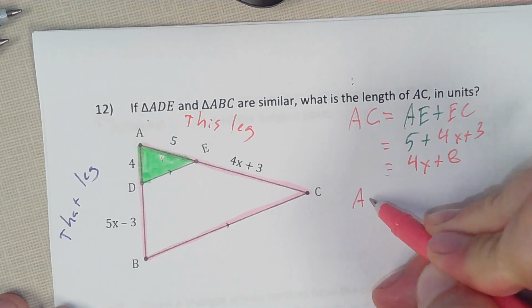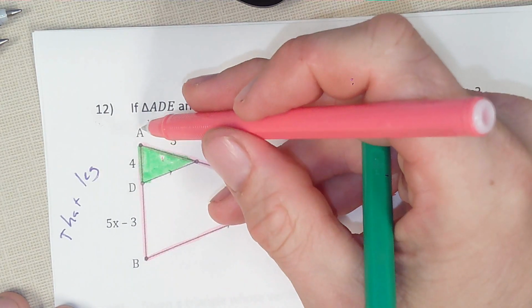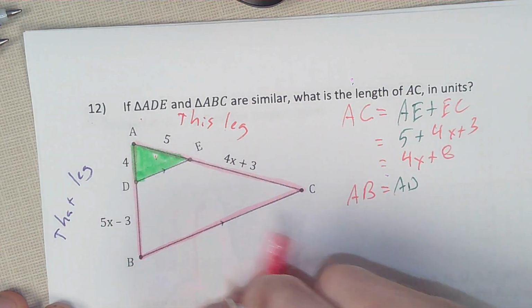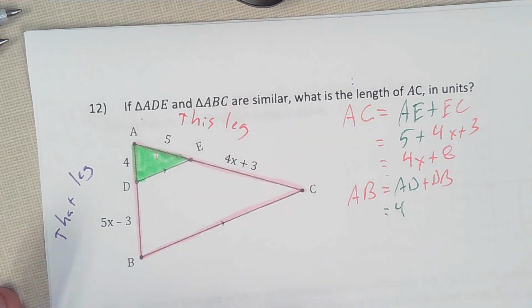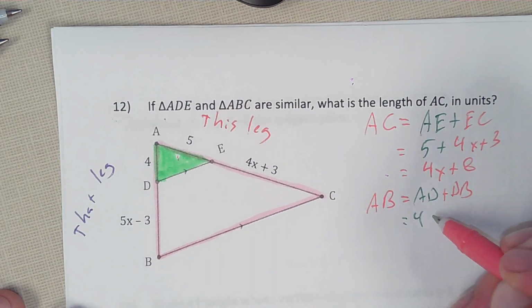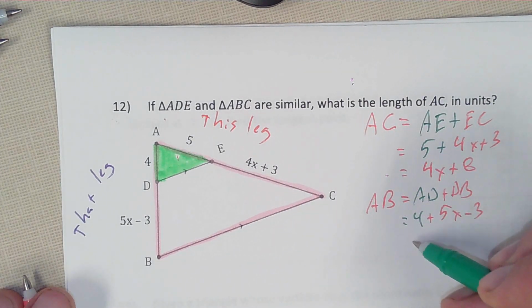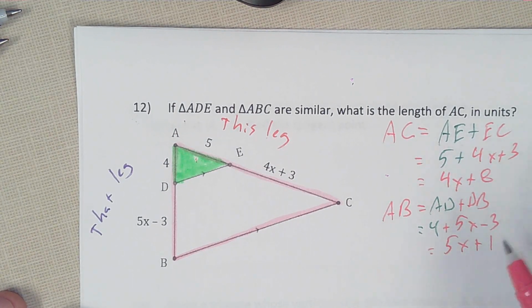Okay, so AC equals AE plus EC. It's going to equal 5 plus 4x plus 3, which equals 4x plus 8. Okay? And then we have AB, that leg, equals AD, which is green, plus DB, which equals 4 plus 5x minus 3. So AB ends up equaling 5x plus 1, because 4 minus 3 is 1.